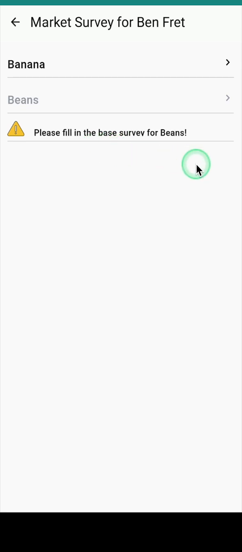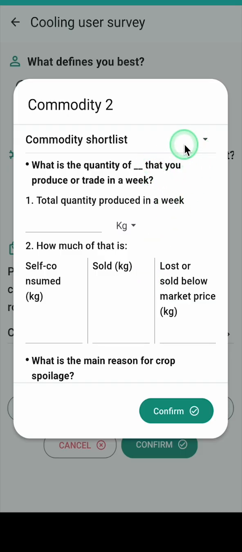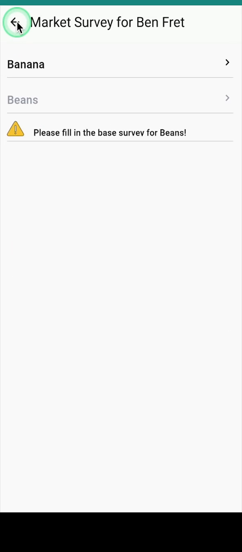survey for beans. And as we were saying, it's important to have first the information about the baseline survey to then compare with the after storage survey. And this is why the cold room operator is first asked to complete the cooling user survey for that specific commodity. In that case, it was beans. And then after the information for beans is completed, then we can also fill in this information. This is going to become black, so clickable, and then the information for that specific crop type is also going to be filled in.